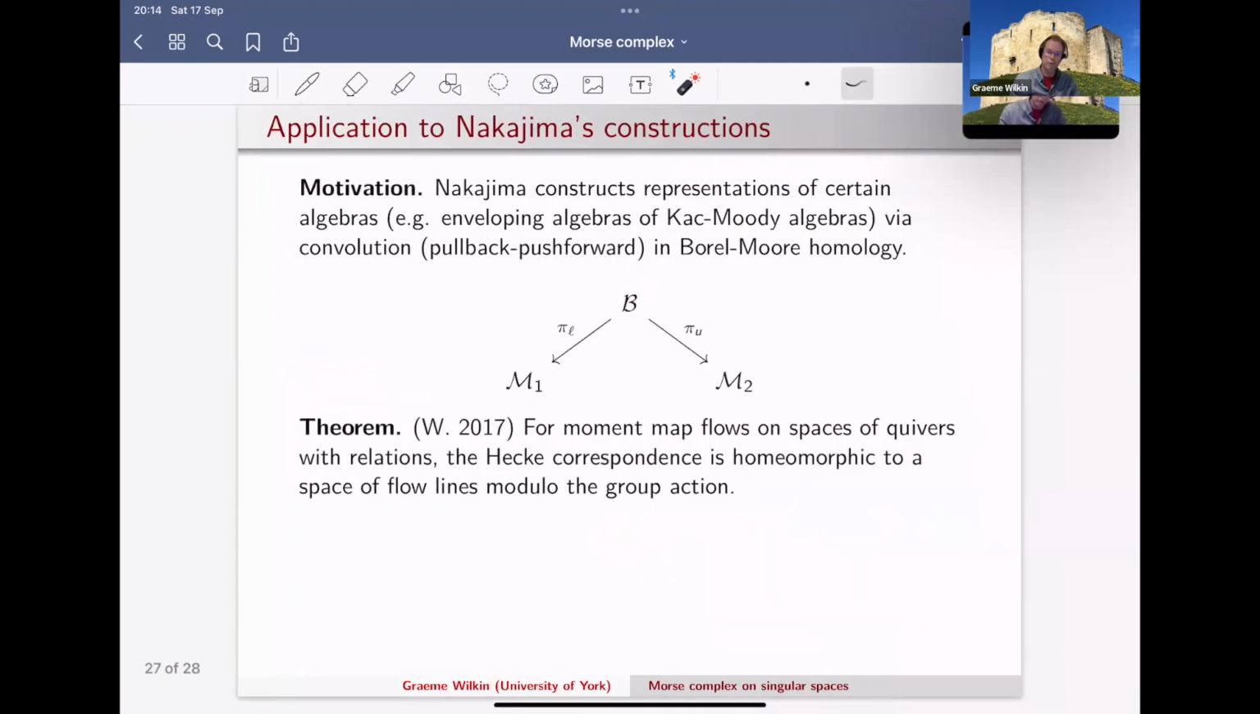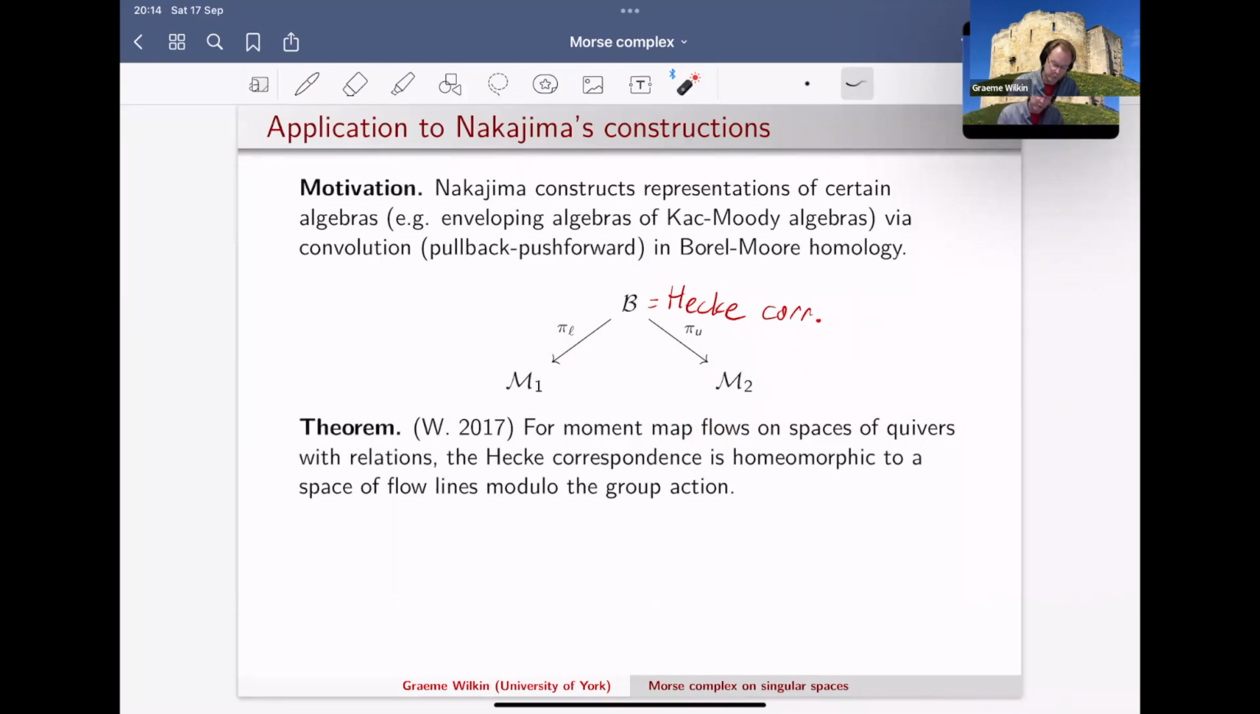All right, so what's the reason for doing this? The motivation behind this was that Nakajima, in a series of papers in the 90s and early 2000s, constructed representations of certain algebras. And he did this by this convolution action. So this is in Borel-Moore homology, but the idea was exactly the same. Take a class here, pull it back to some intermediate space, which in this case is a Hecke correspondence, and then you want to push forward down to this other moduli space here.